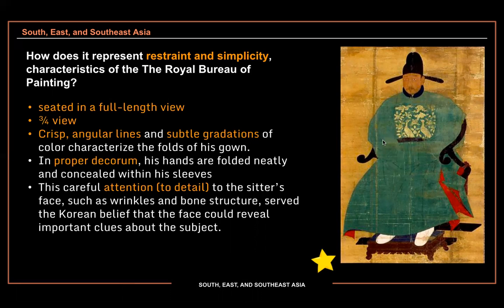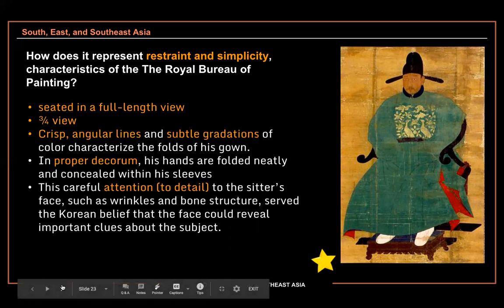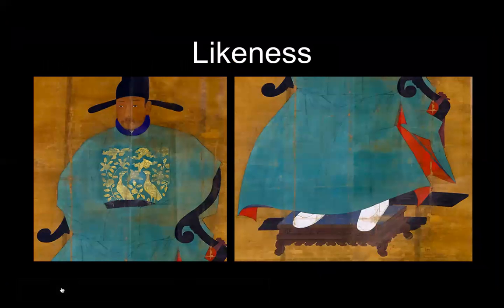There's a careful attention to detail. When you look close at his face, you can see wrinkles, his bone structure, and this was part of the Korean belief that we really do need to identify who this person is. So that was all mandated by the government. Right, so here you can see a little bit more about his likeness and the style.